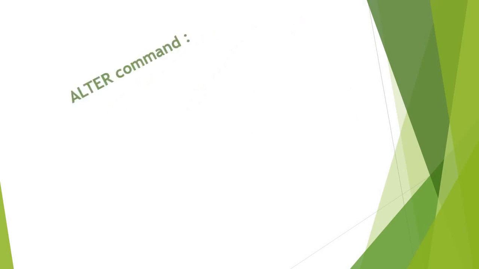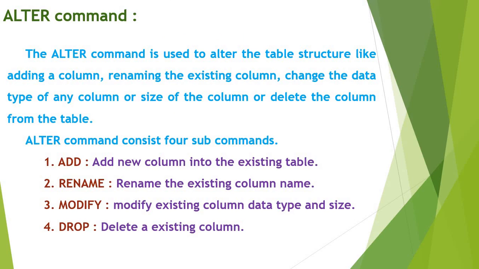The next one, the alter command. The alter command is used to alter the table or table structure: add a new column, rename an existing column, change the data type of any column or the size of the column, or delete a column from the table. The alter command consists of four sub-commands. The first one is add, to add a new column. The second is rename, to rename an existing column in a table. Then modify, to change an existing column's data type and its size. The fourth one is drop. Drop is used to delete an existing column from the table.